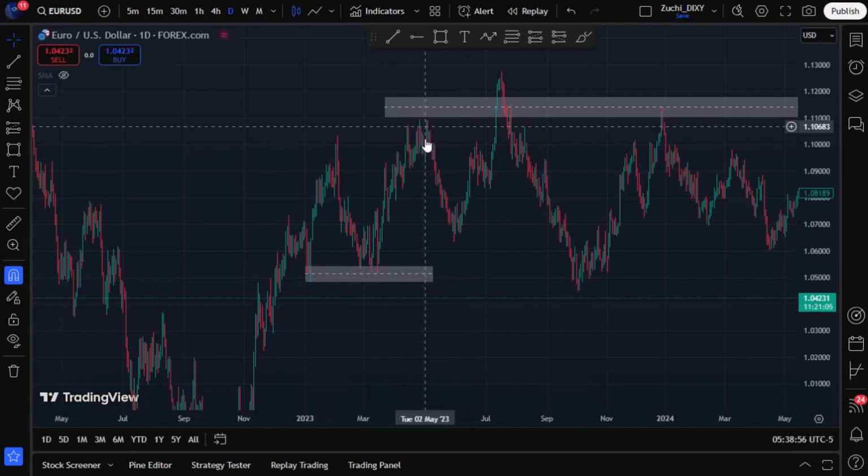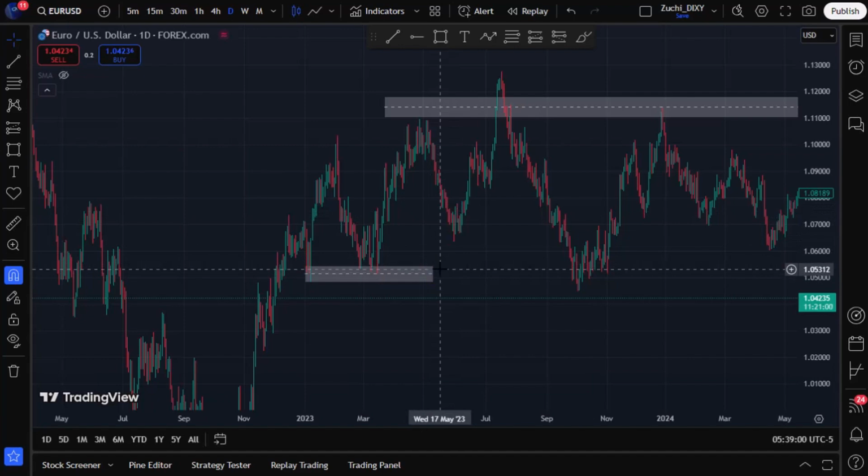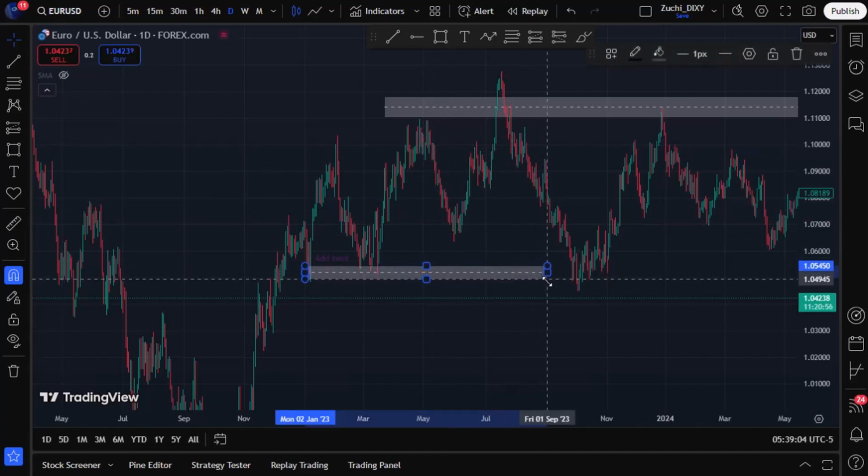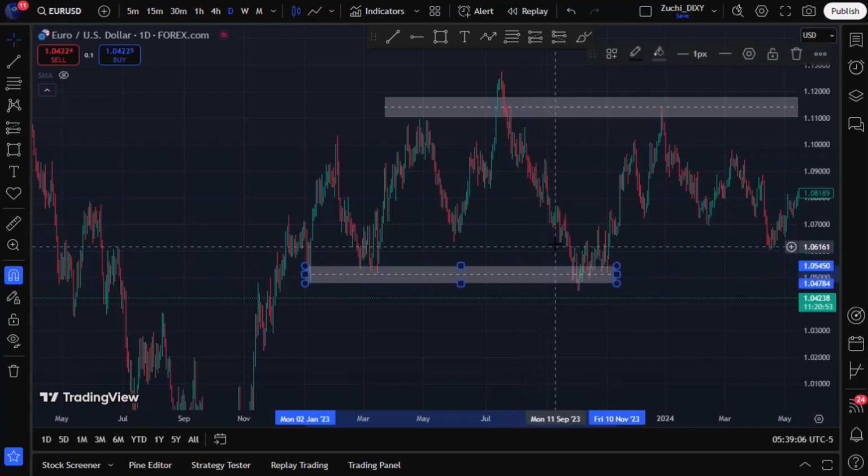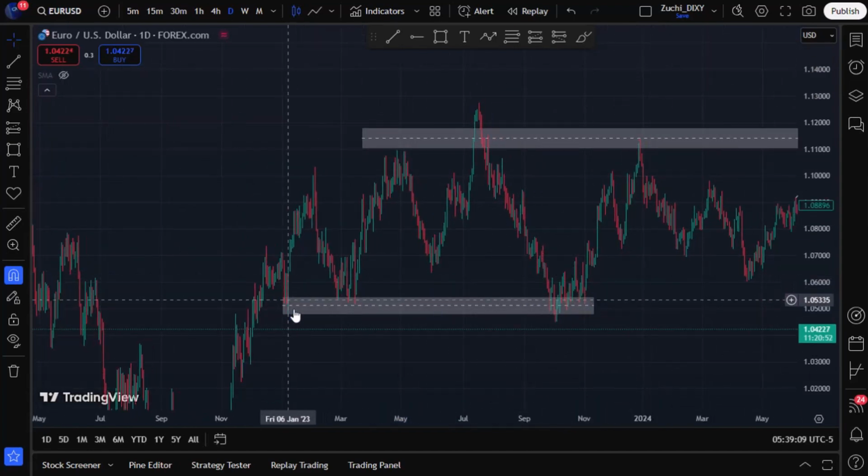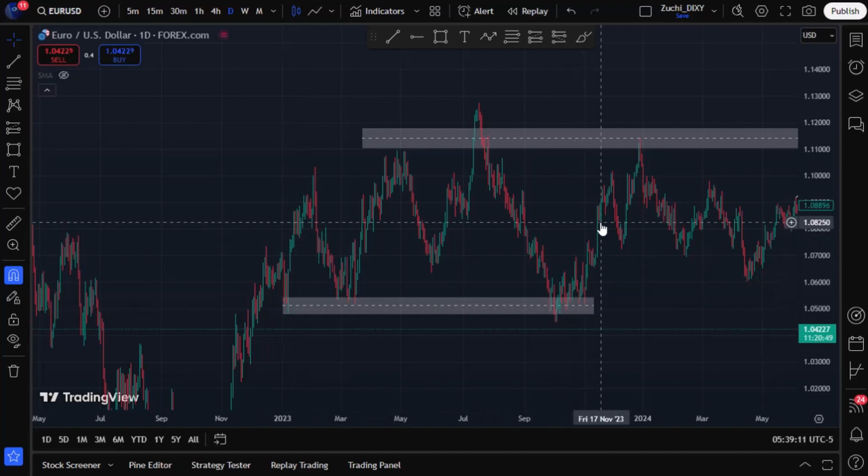So anytime price comes into this level again, we should see a rejection and we should want to see a price movement going higher. And this is what we have when price actually gets into that level on the third time. So you can see price comes into that zone again and it rejects away from that area.